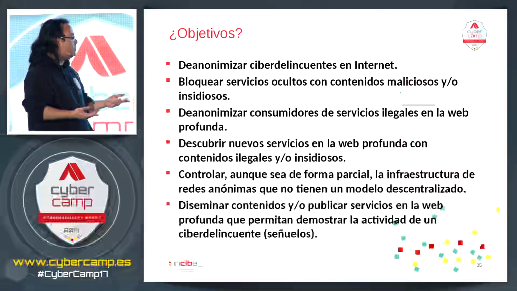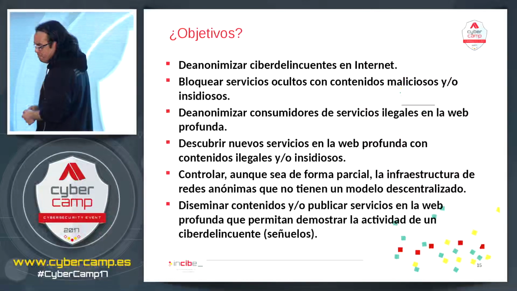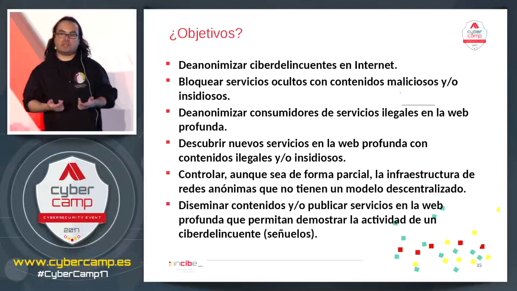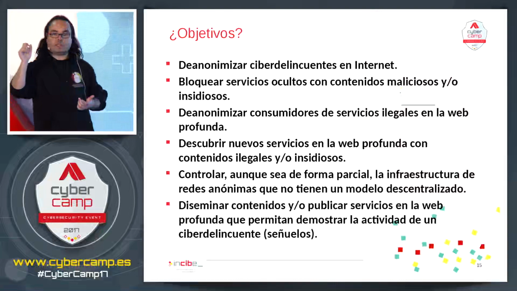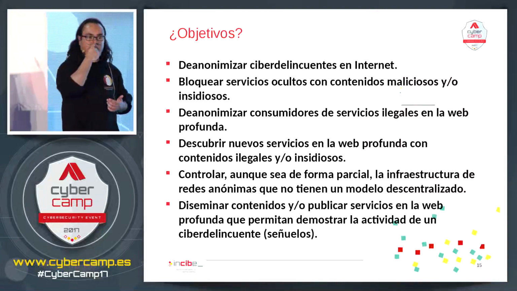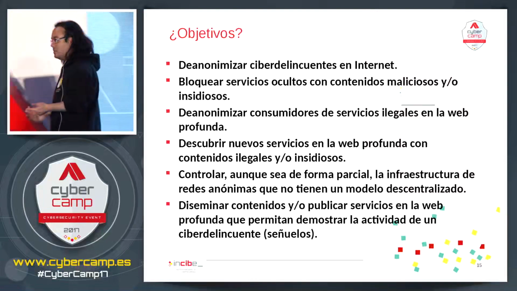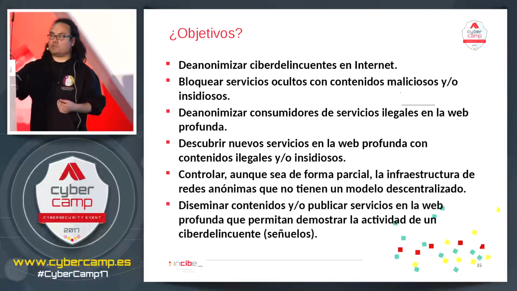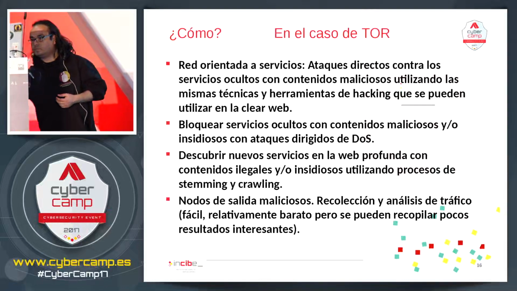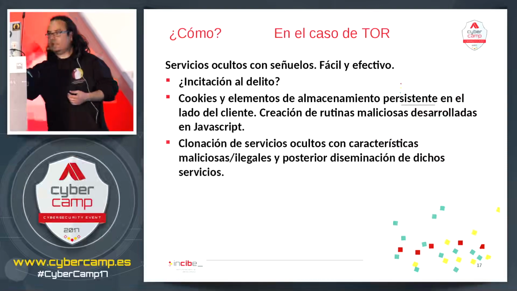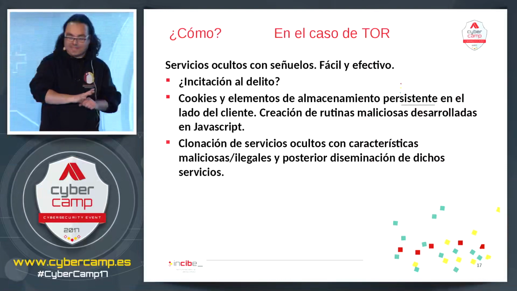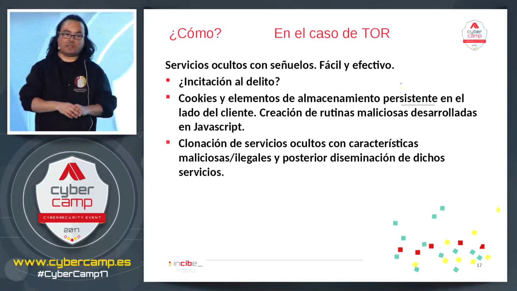Another thing we can do is to disseminate contents and publish content in the deep web that may give proof of the identity of the cyber criminal. We can create decoys that provide illegal services with the goal of trying to reach that person. In TOR's case, the idea is to create decoys.